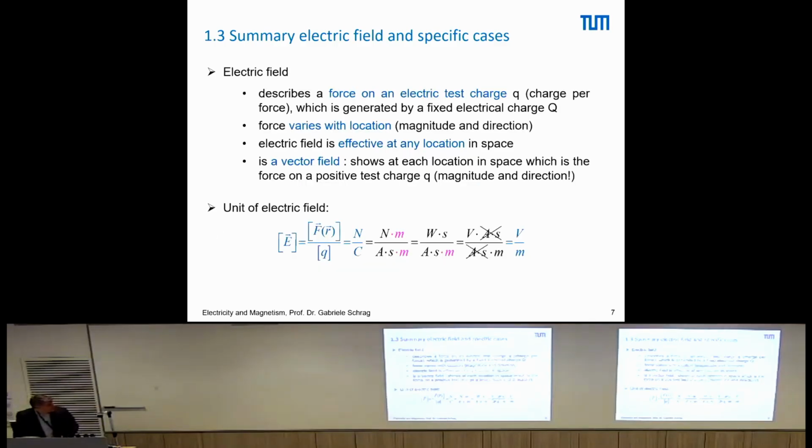Then we have the unit of the electric field. You know force is Newton, and charge is Coulomb, so you divide Newton by Coulomb, expanded by meter, so Newton meter, which we all know corresponds to some work. That is equivalent to watts times seconds. So we convert the Newton times meter into watts times seconds, and then we divide it by ampere seconds per meter. You see, we can normalize it. We get to the volt per meter.